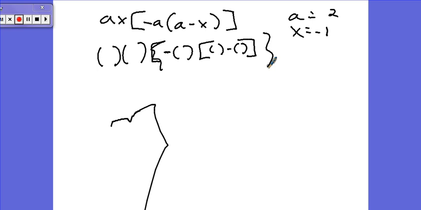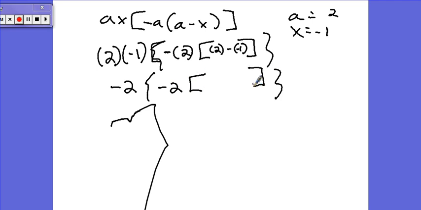Then for all the spots where a was, I'm going to write a 2. And all the spots where x is, I'm going to write a negative 1. That way I can see what's going on, so I can handle each little part separately. On the outside, I'm going to end up with negative 2. On the inside, I'm going to end up with negative 2. Then I need to take care of these brackets. 2 minus minus 1 is 3. That's 2 plus 1, right?